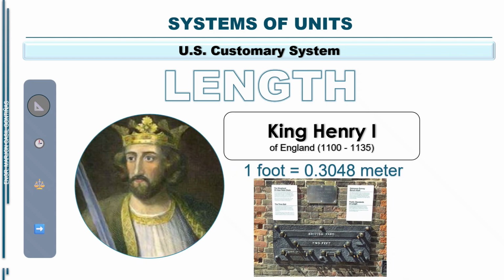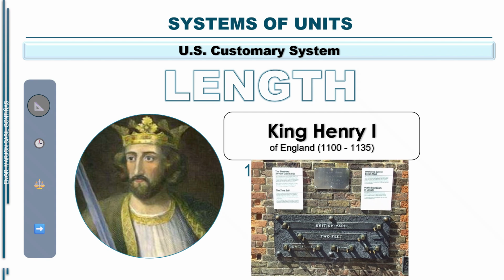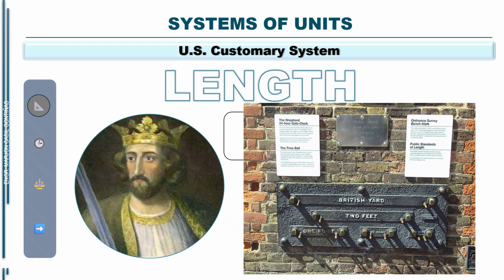Eventually, rulers like England's King Henry I set official standards, and over time, the foot became fixed at 0.3048 meter, based on the metric system for accuracy. So even though Americans use feet, inches, and miles, they're still connected to the meter behind the scenes for precision.